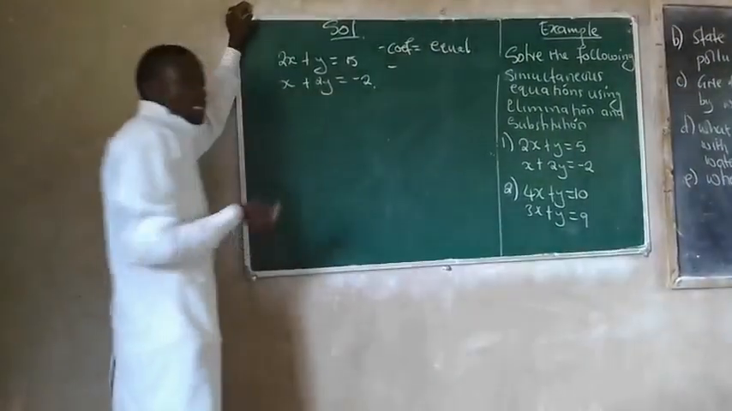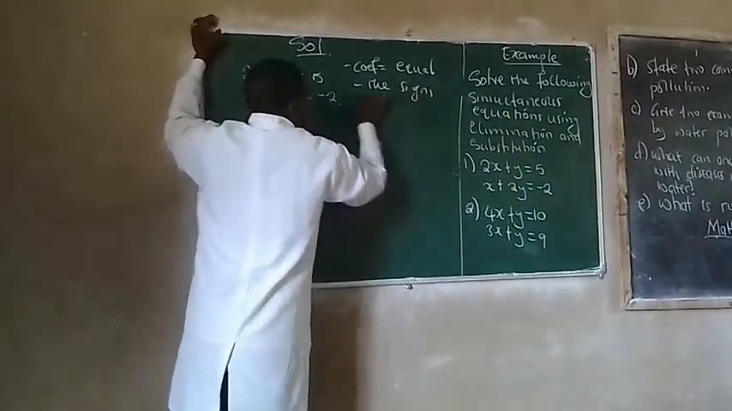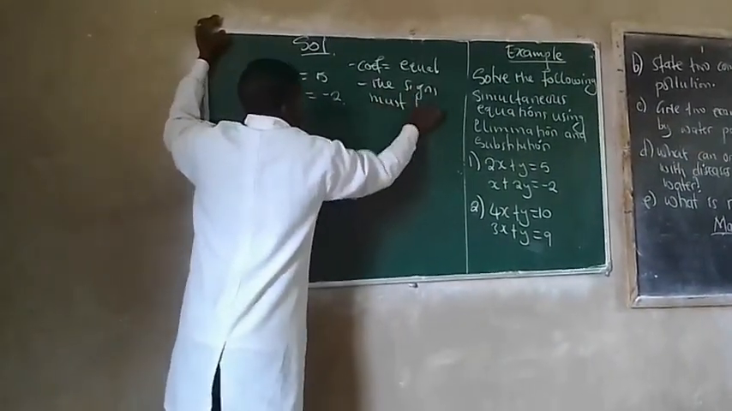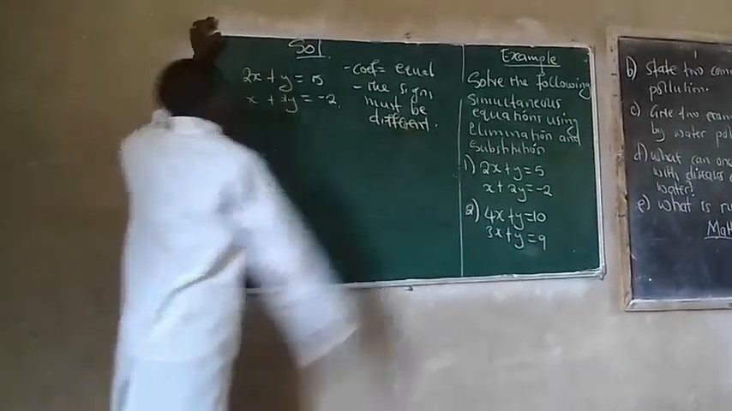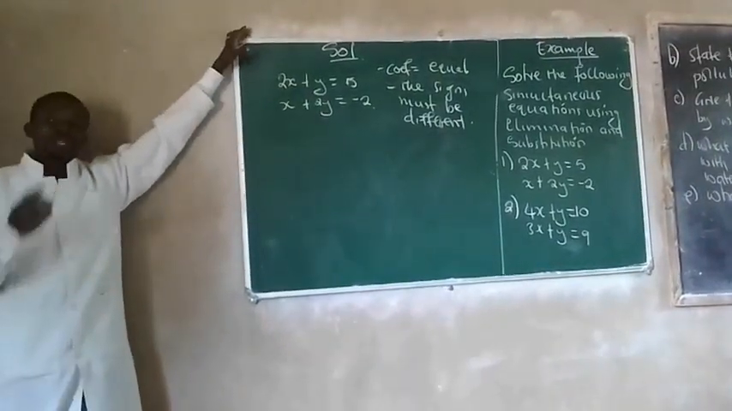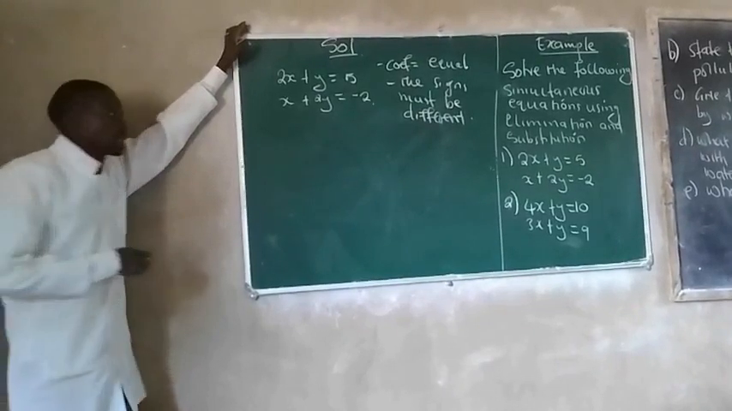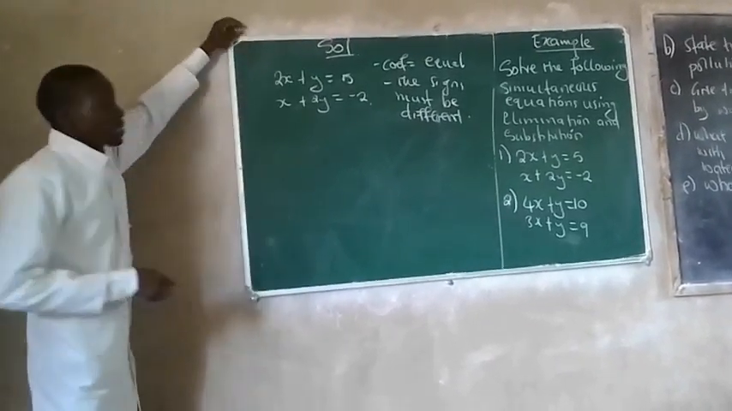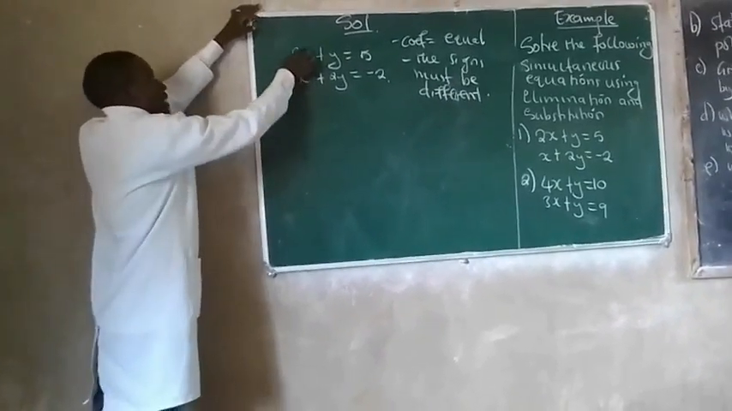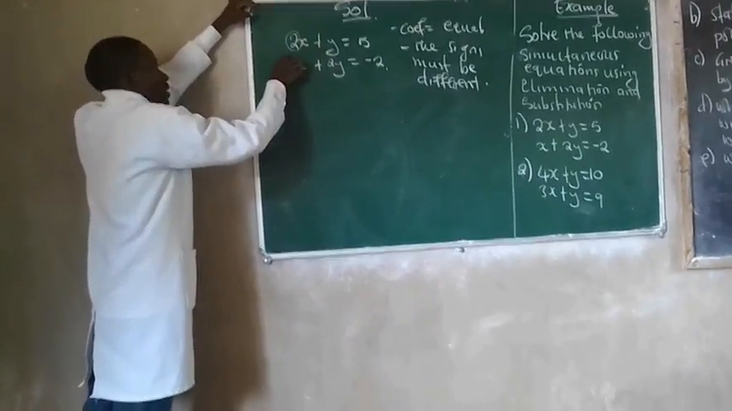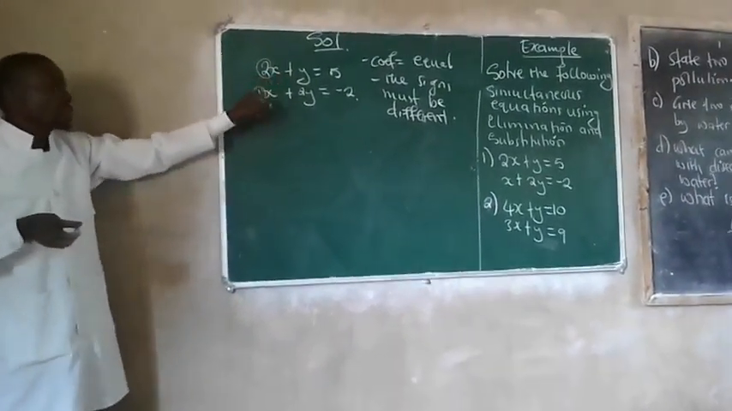Then number 2, we say the signs must be different. Which variable will you eliminate first, x or y? X. So if someone says they will start with x, eliminating x, make sure the coefficients, the numbers in front of these, are the same. But if we check, this is 2, then this is 1.